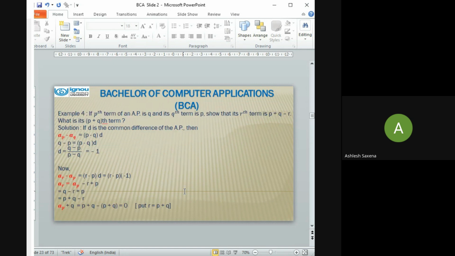Now see. If the pth term of an AP is Q and the qth term is P, show that the rth term is P plus Q minus R. Number one. And secondly, you have to find the value of the P plus qth term. We don't have the first term, we don't have the common difference. What will we be doing?